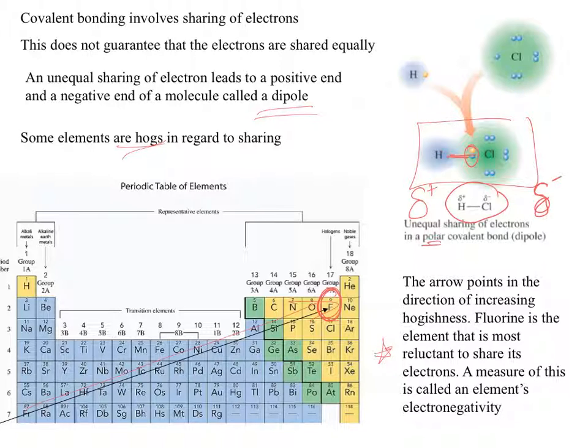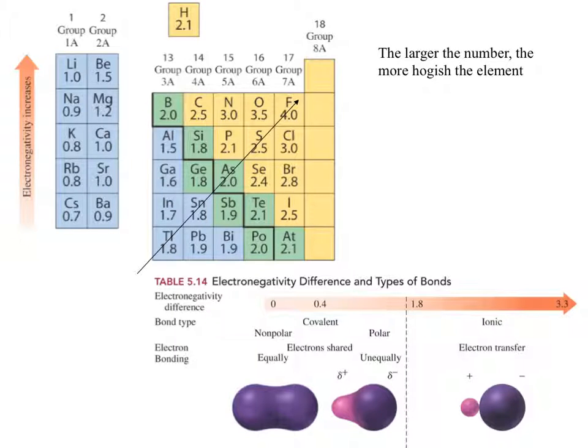So for instance, phosphorus is weaker than chlorine. Because again, chlorine sits closer to fluorine. Chlorine is stronger. Phosphorus is weaker. Okay. The larger the number as well, the more hoggish the element. Isn't that crazy? So here are numbers in terms of the larger the number.